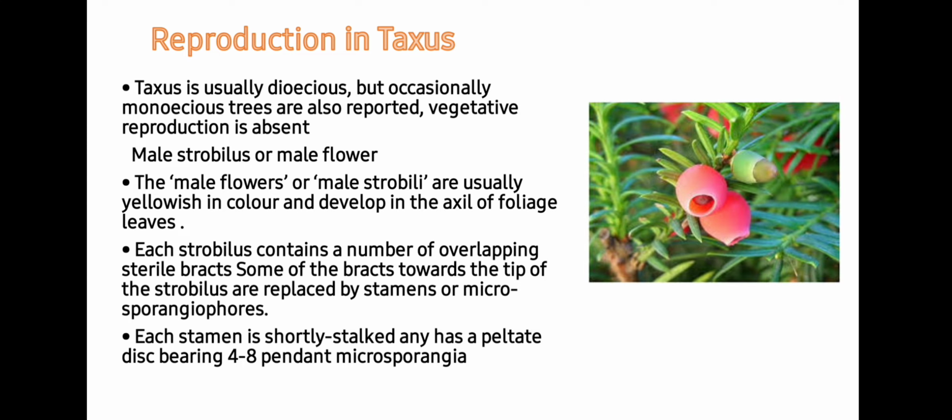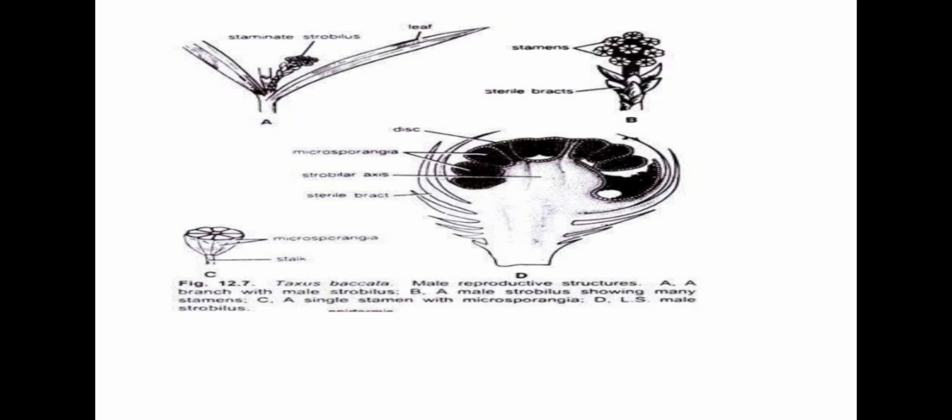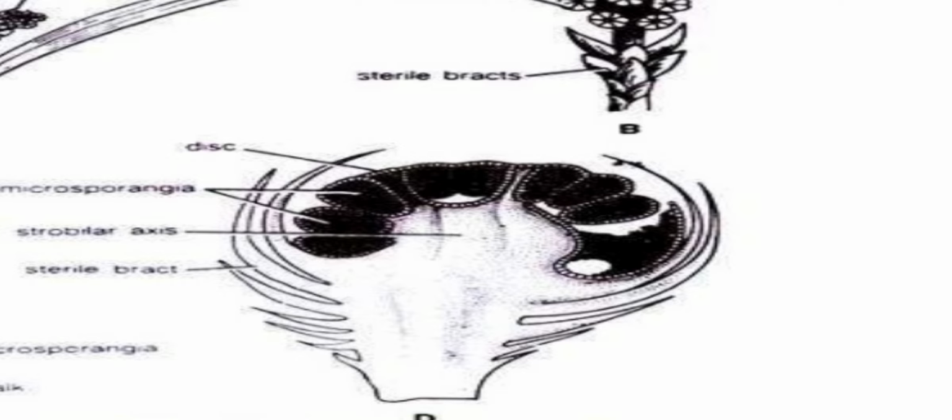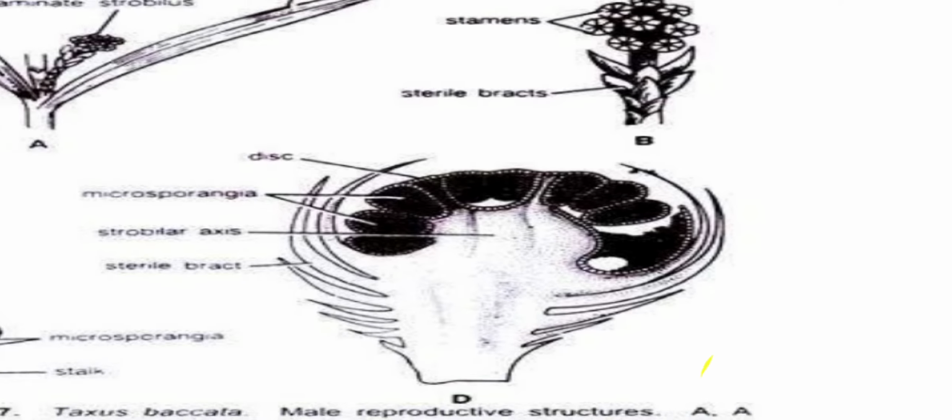Some of the bracts toward the tip of the strobili are replaced by stamens or microsporangiophores. These bracts give the cone the appearance of a flower. You can see here a large number of bracts that enclose the microsporangiophore.